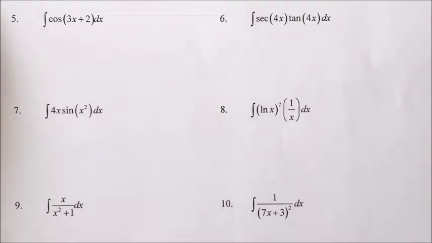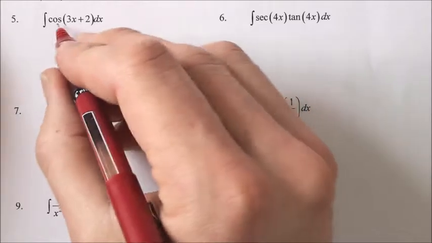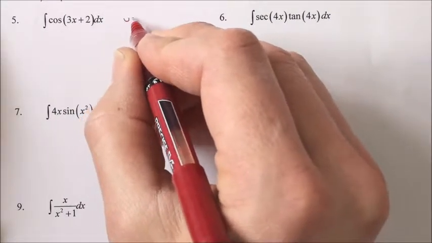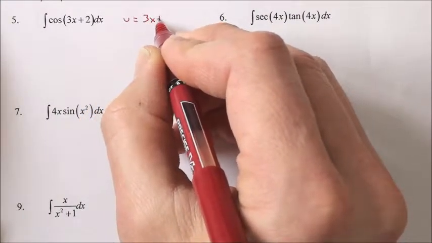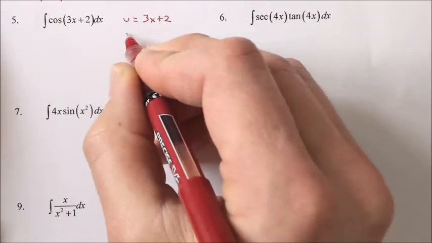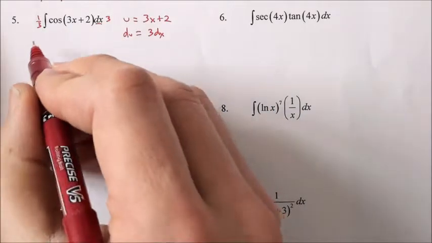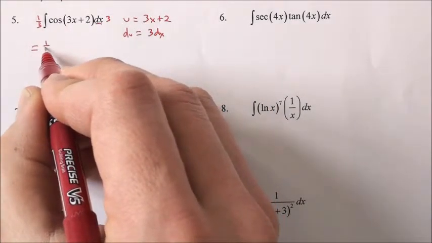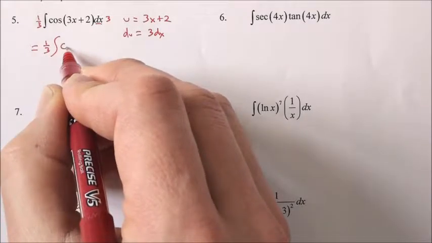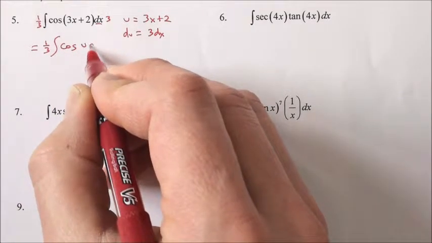Okay, next group of four questions here on the U substitution homework. We have the cosine of something ugly, so we're going to make u equal to 3x plus 2, and the derivative will be 3 dx. We have the dx, we don't have the 3, so 3 on the inside, 1 third on the outside, giving us 1 third times the antiderivative of the cosine of u du.